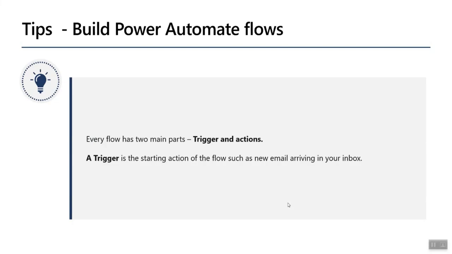Every flow has two parts. I think we have clearly mentioned that during the training session. So triggers and actions. A trigger is the starting point of your flow, such as a new email arriving in your mailbox or a file being placed inside your OneDrive for Business. So this can be any sort of activity that can trigger a workflow. And then followed by that are any actions that you are taking. Once the trigger is there, it is going to execute other actions within the flow.